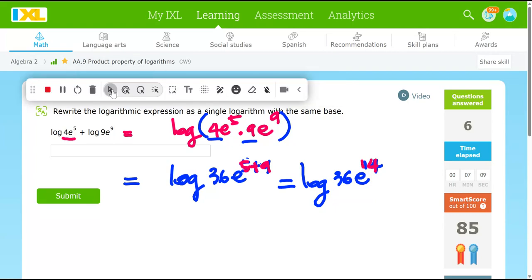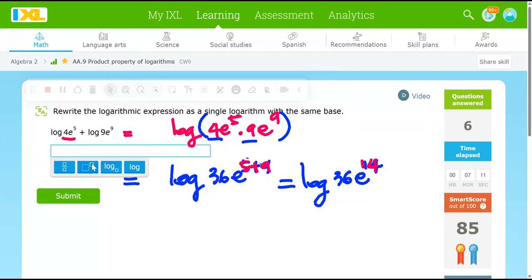So I go to my answer box, I put in log base 10, 4 times 9 becomes 36, and then I put e power 14. So I put e first and I click power 14. You see that? Everybody take a look at the board. If you can do this, you can do question 5 on your paper.